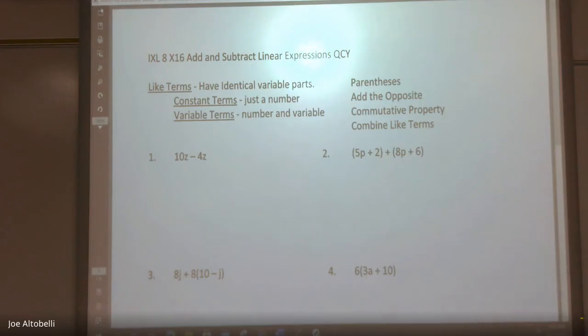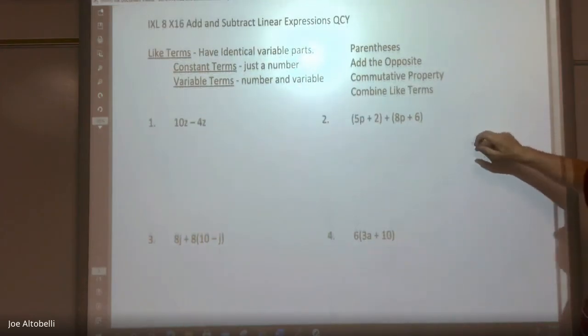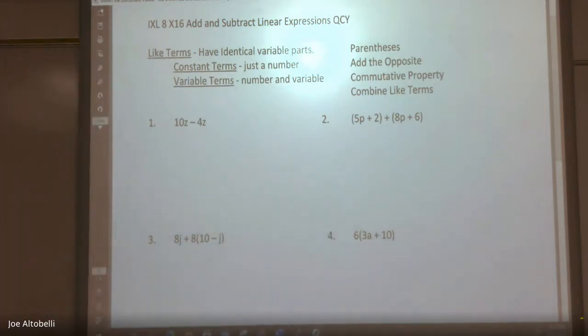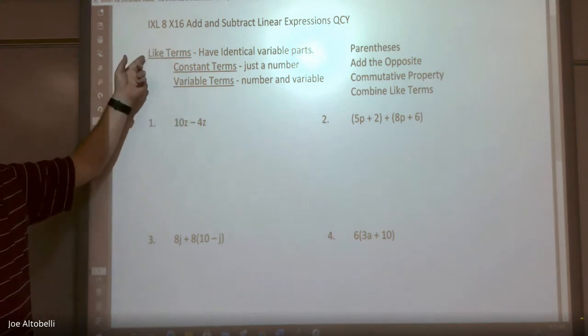With X16, we basically have the same thing as X15, except they're going to be a little bit more complicated. Okay, they're going to be a little harder, a little more work. Okay, we're starting off with number one. Let me go over though.